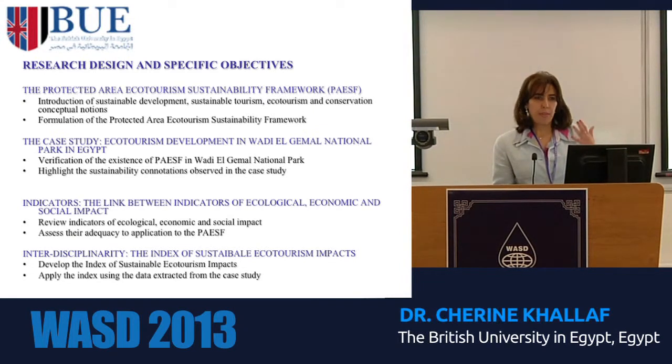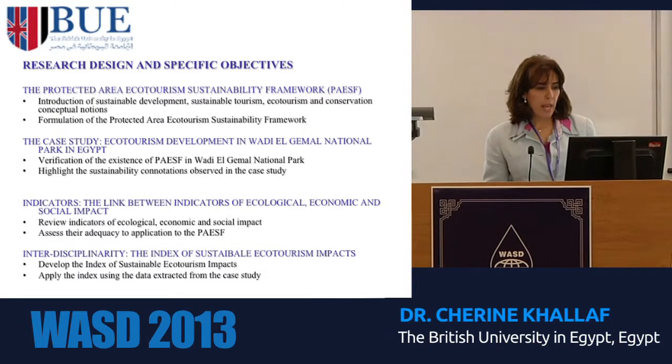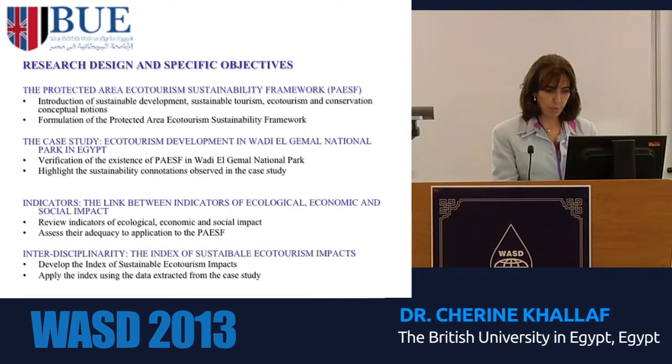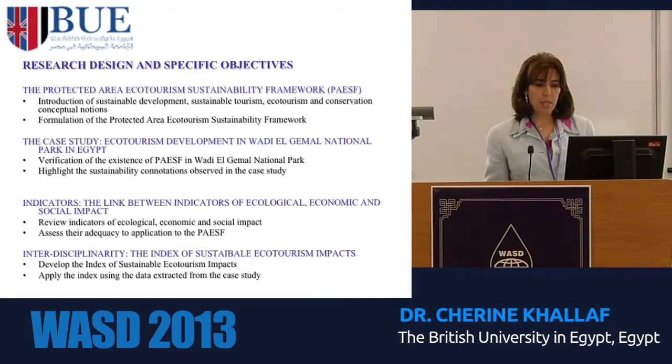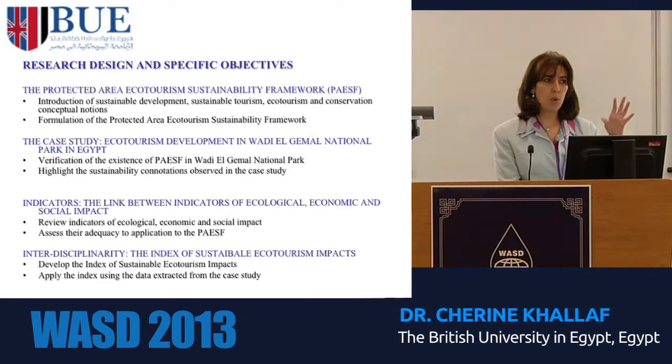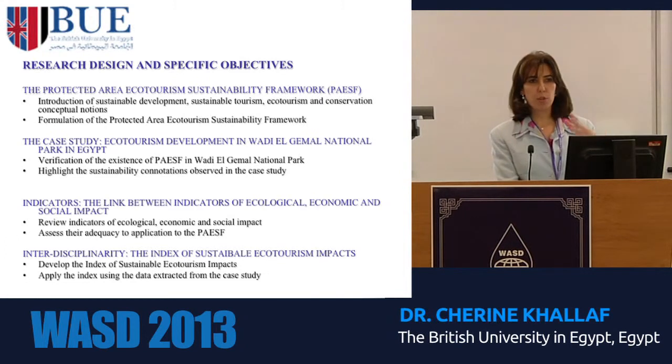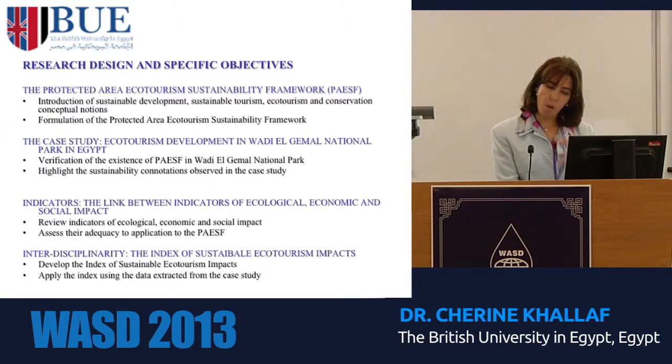So I will not bore you with the different steps of the research because you will find this. I'll just take the headlines. The first thing is the framework, the conceptual framework, the protected area ecotourism sustainability framework. The second step is its verification in real life. Then we move into the indicators. What kind of indicators can we use? Can we use only economic indicators, social indicators, or other types, or ecological indicators? And finally, the final step was merging all of them into an interdisciplinary composite index, which is the Index of Sustainable Ecotourism Impacts.